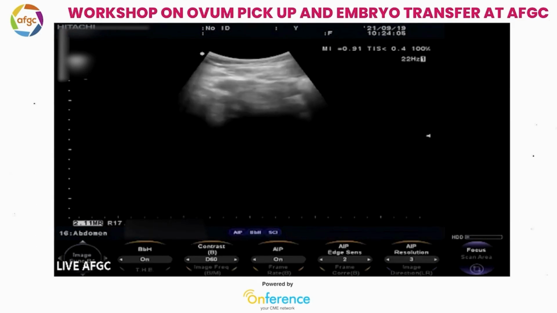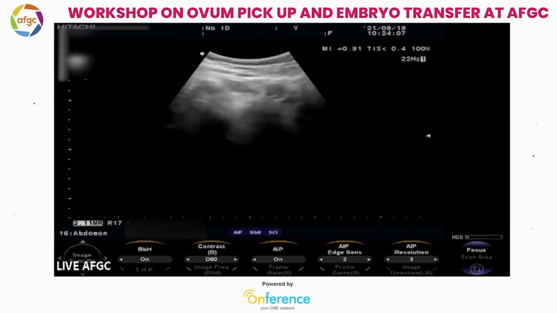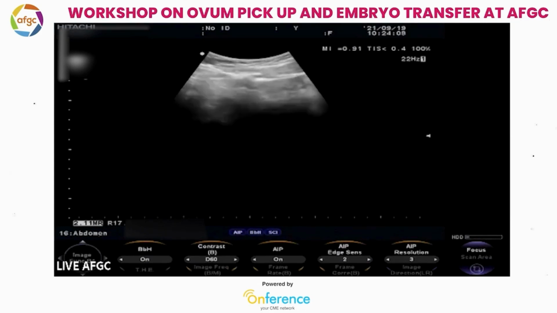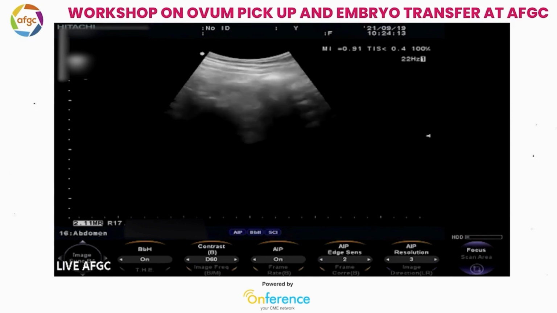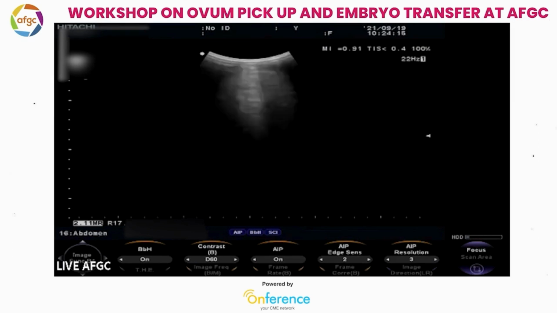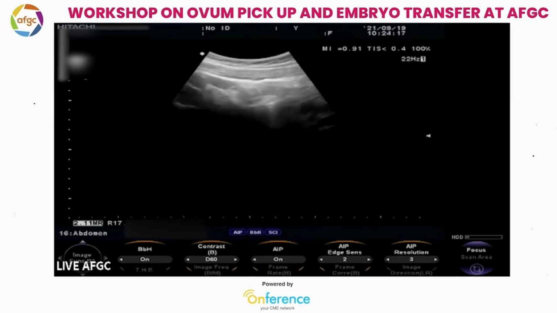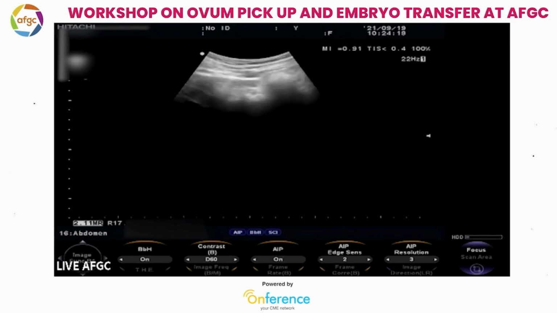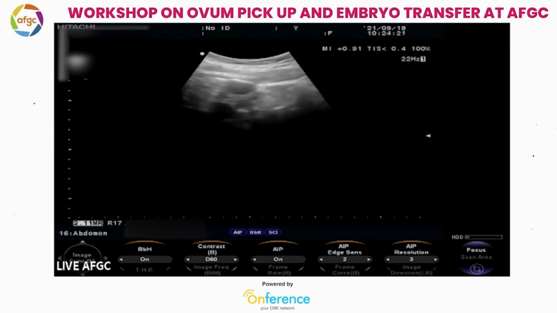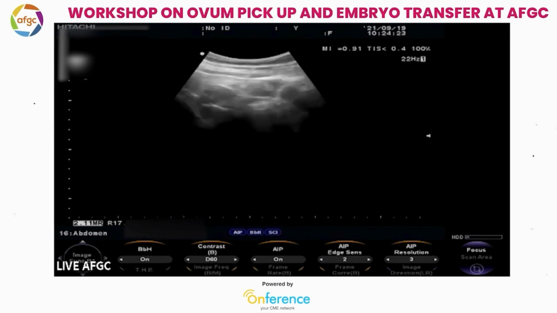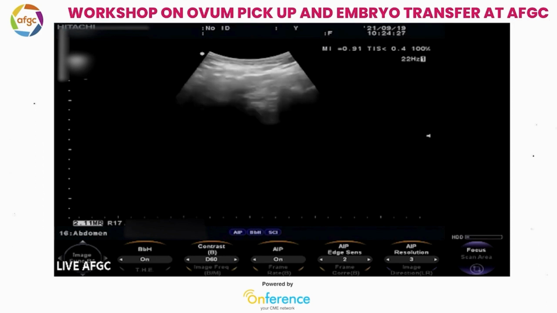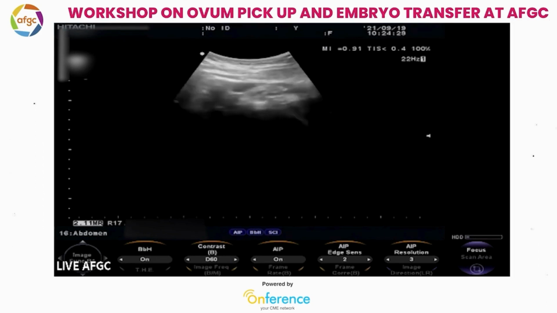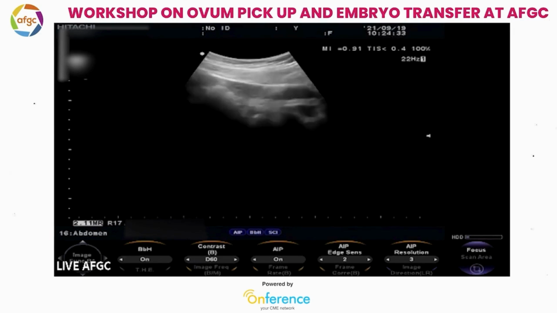So this lady had a fibroid of about 6 centimeters, but suppose it is an 8 to 10 centimeter fibroid which is not coming into your view, then a trans-abdominal confirmation, even with an empty bladder, will suffice. This is just to demonstrate that we can do a trans-abdominal scan for higher masses.